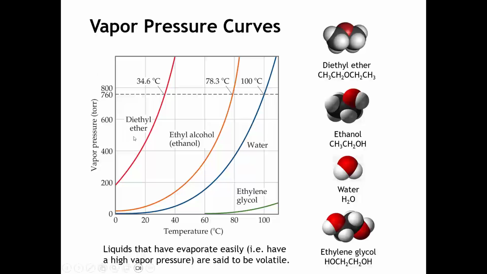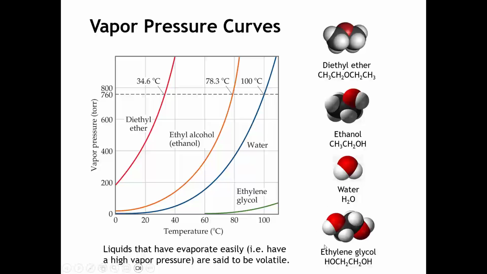The other thing we see from these curves is diethyl ether. This molecule is polar, but it cannot hydrogen bond. So that's going to be the weakest intermolecular force. Ethanol has stronger intermolecular forces because we can have hydrogen bonding through this OH group. Water has a little bit stronger hydrogen bonding or intermolecular forces still, because we know that water is going to boil at 100, whereas ethanol boils at 78 degrees C.